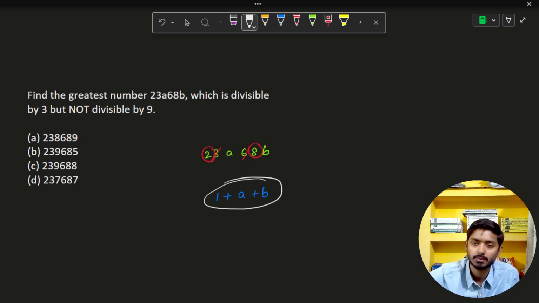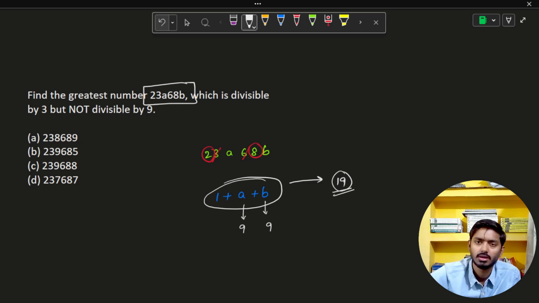Now, we are supposed to find the maximum value for a and b, so that the number becomes greatest. The maximum value for a could be 9 and b as well could be 9 because they are digits, which gives us 19. So the value of 1 plus a plus b should be less than 19 because anyway 19 is not divisible by 3. So a value less than 19 would be, say, 18, 15, 12.